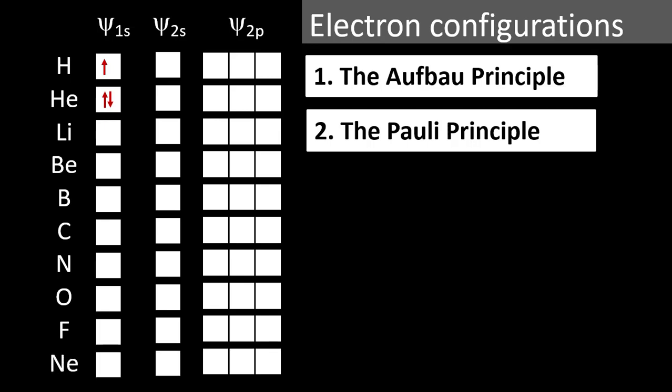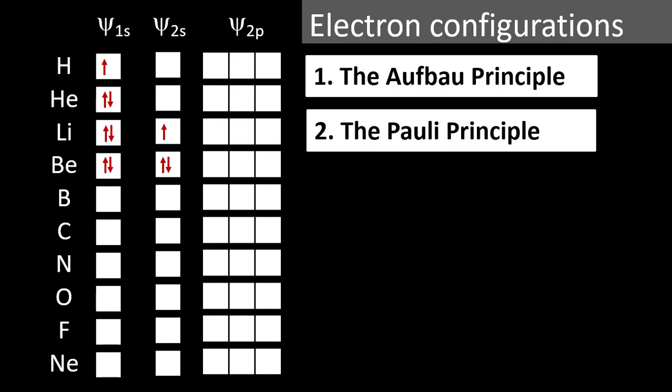So we need to place it in the next available space. It can go in the 2s orbital. Moving to the element number 4, that's beryllium, we need to add in one more electron. It can also go into the 2s orbital as long as we make sure that it has the opposite spin to the electron that was already present in the 2s orbital. Now both the 1s and the 2s orbitals are full, and the next element is boron.